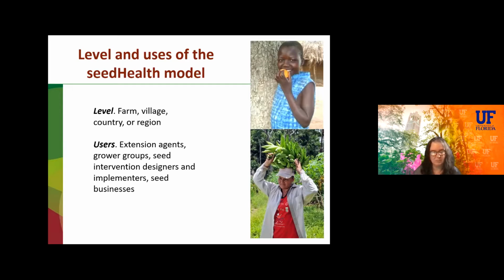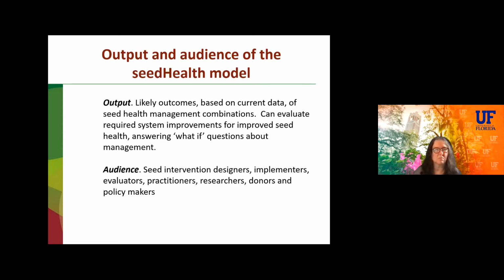And the users for this sort of model output would include extension agents, grower groups, and then anyone who's working in seed intervention design and implementation, and then also seed businesses for thinking about strategies for producing healthy seed. So the output from the seed health model gives the likely outcomes based on what we know about a system from data or from expert opinion. What the likely outcomes are for different seed health management combinations.